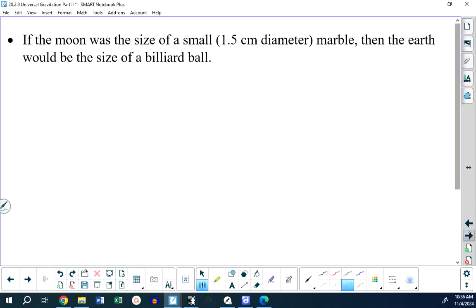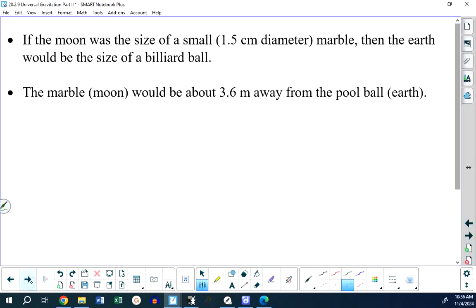If the moon was the size of a small marble, then the earth would be the size of a billiard ball. You know what a marble is, right? A small marble, not a jumbo marble, a small marble. And a billiard ball or a pool ball would be about the size of the earth. You'd put the marble about 3.6 meters away from the pool ball. So the marble would be here. The billiard ball would be here.